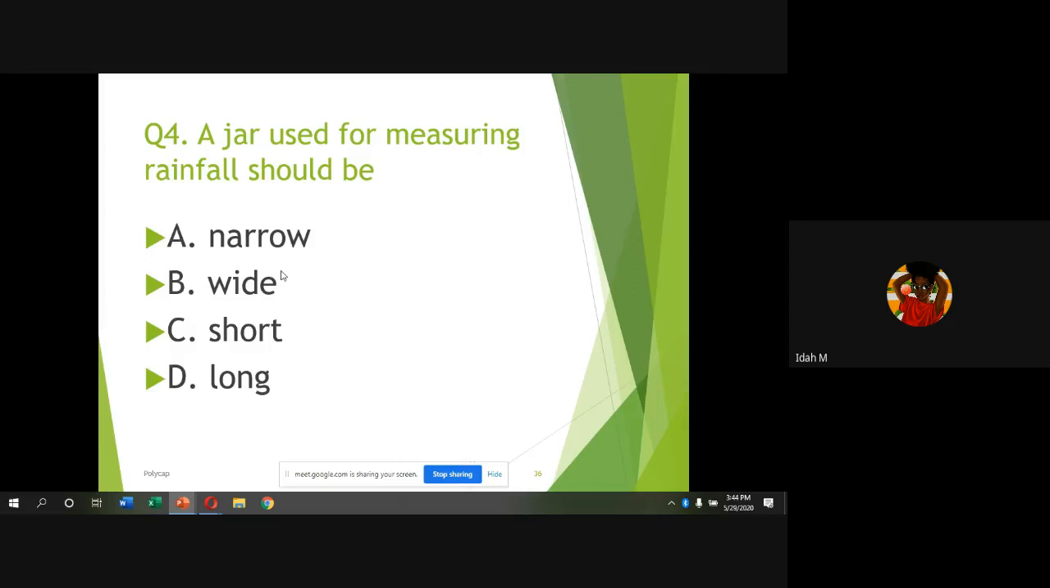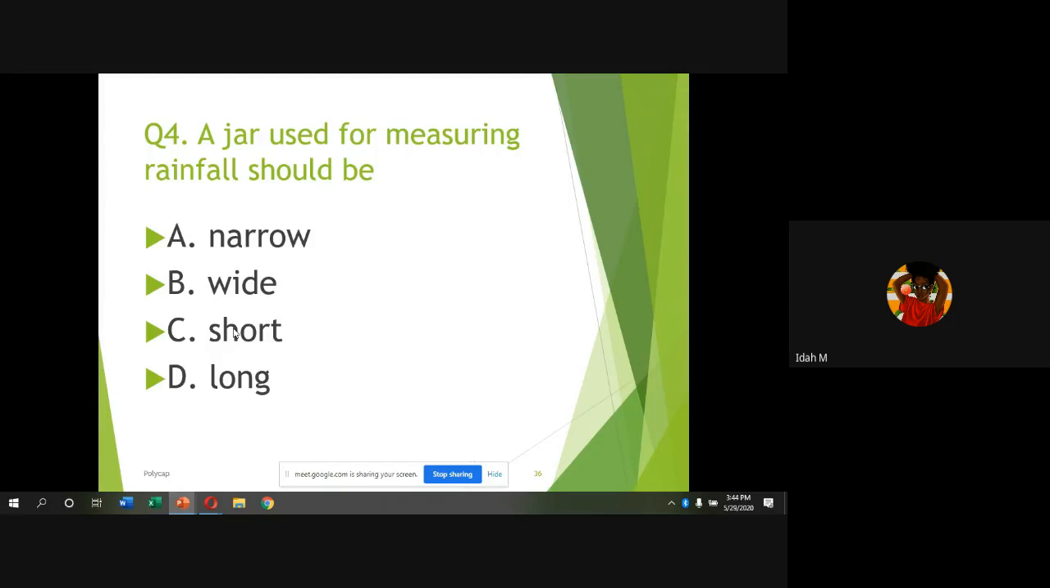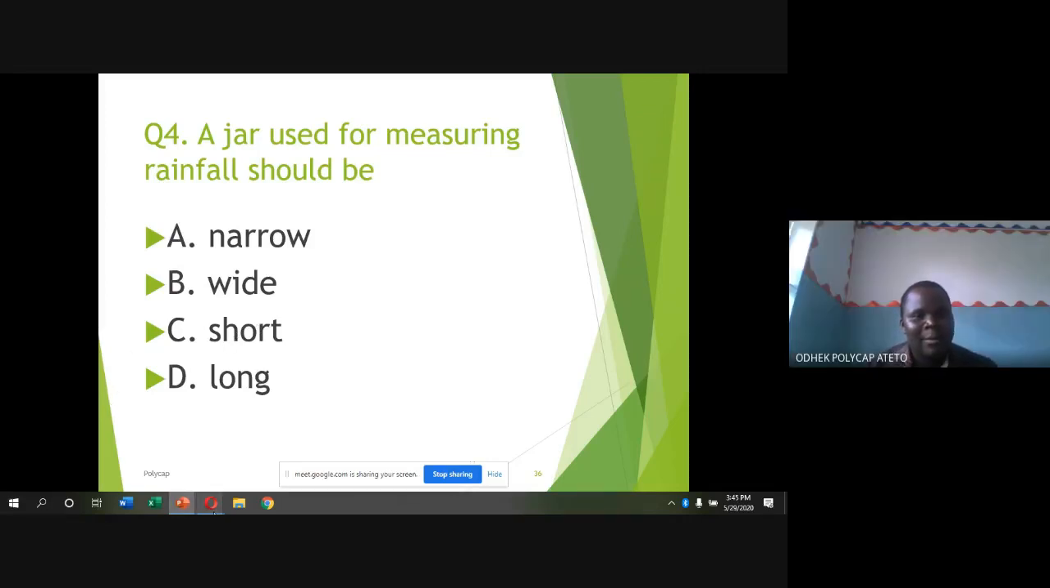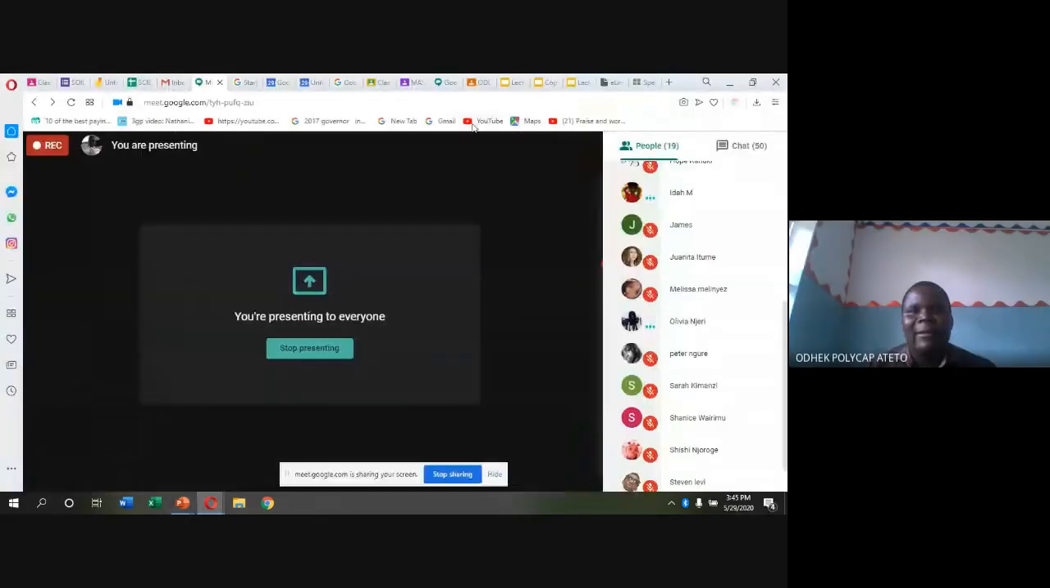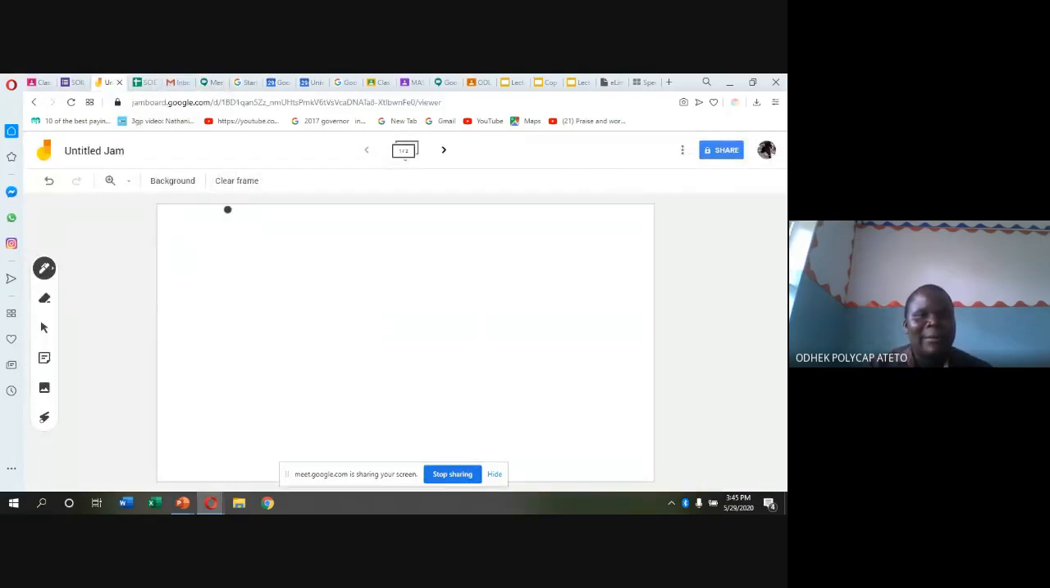I think narrow. Reason? Jar for it to have the correct measuring scale. Now you see, in our mathematical knowledge, we said that we have the conversion units. Who can say them, those units that we normally use in mathematics? Which ones are they?